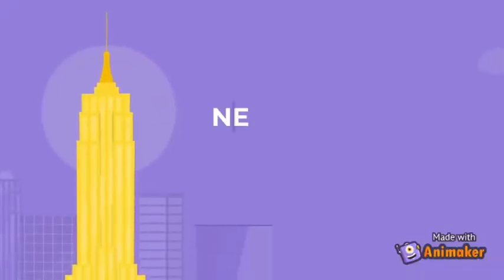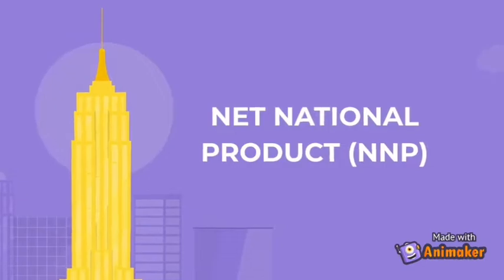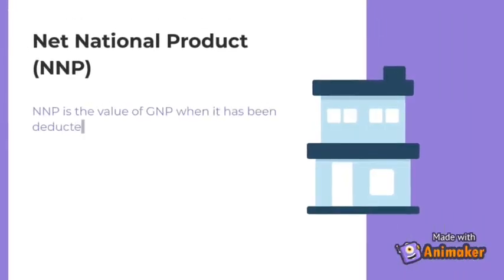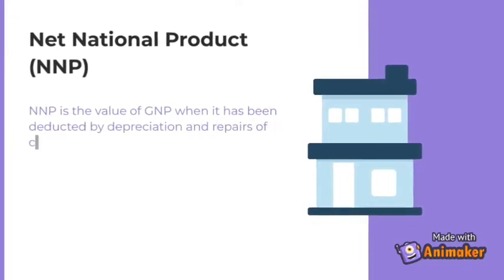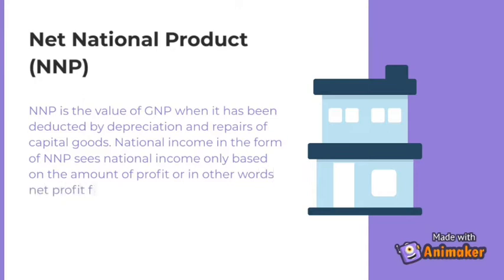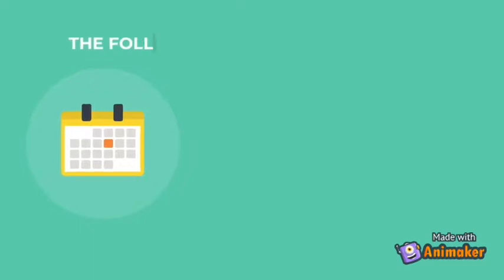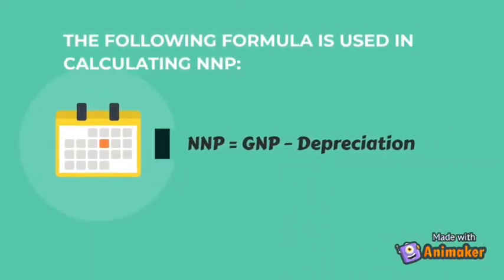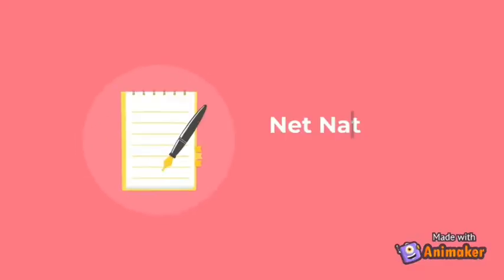Net National Product or NNP. NNP is the value of GNP when it has been deducted by depreciation and repairs of capital goods. National income in the form of NNP sees national income only based on the amount of profit, or in other words net profit from a production activity. The following formula is used in calculating NNP: GNP minus depreciation.